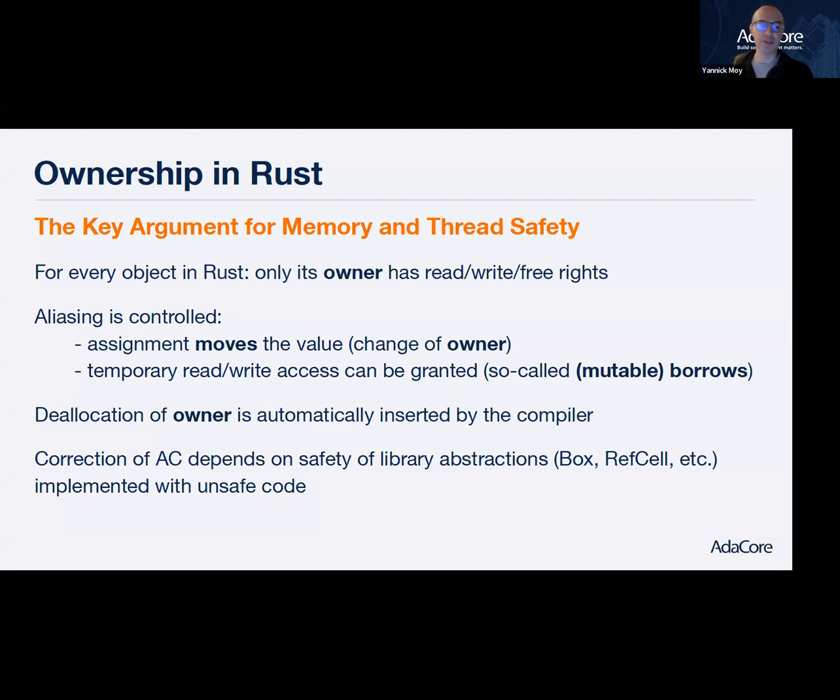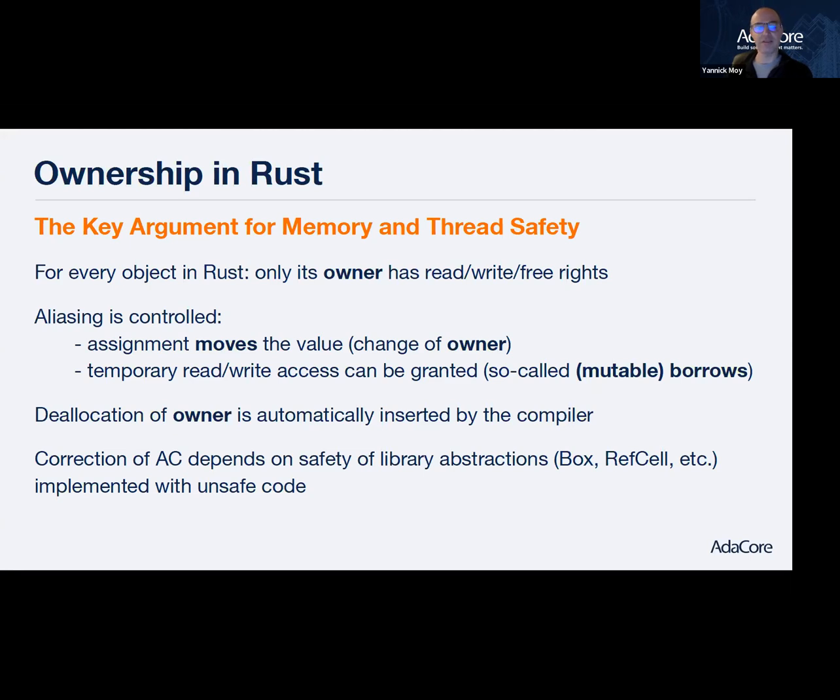And ownership is really the key argument in Rust for both memory and thread safety. Every object in Rust has what we call an owner, which has all the rights to the object, so the read, write, and free rights to the object. And aliasing is strictly controlled. So when you assign a value, you're moving the value, that is, you're changing the owner of the value. The owner can still grant read and write access, and that's what we call borrows when there's only the read access, or mutable borrows when there's the read-write access. But the owner is the only one which can deallocate the object, and in fact, the deallocation is inserted automatically by the compiler at the end of the lifetime of the owner.